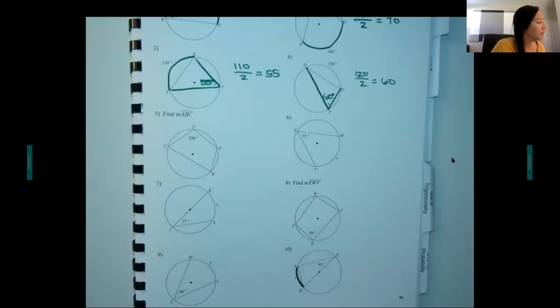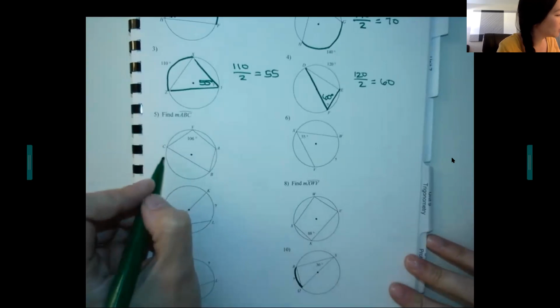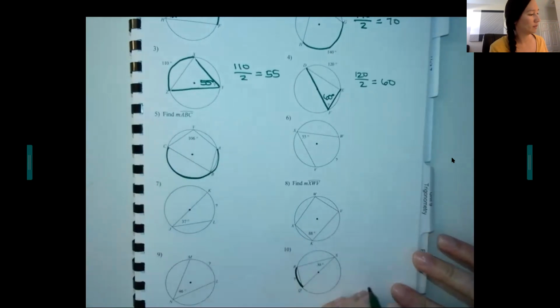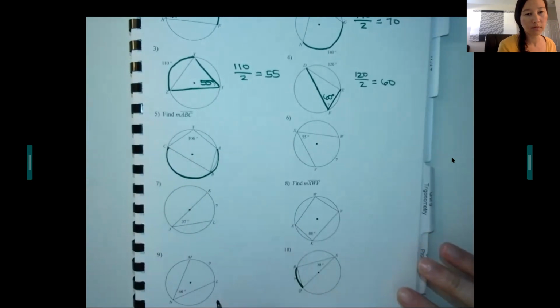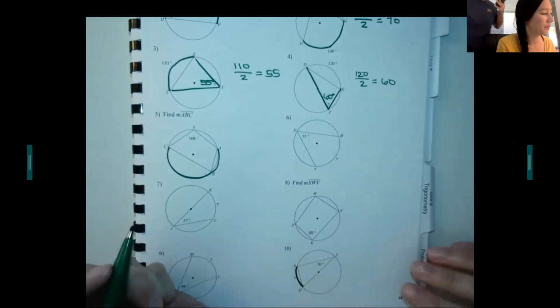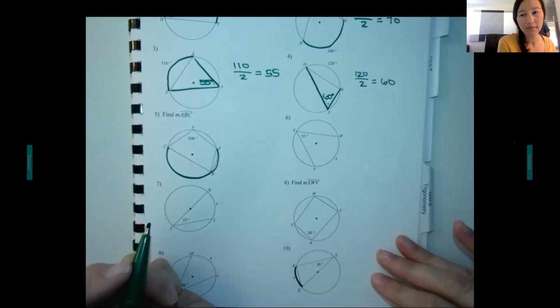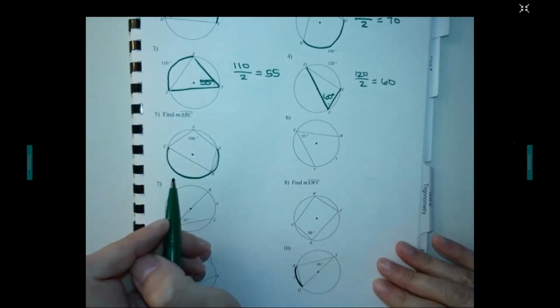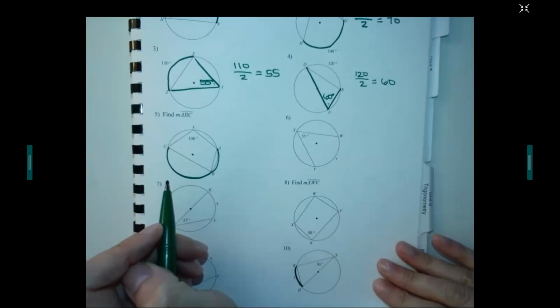Okay, so Elijah, what did you get for number 5? What is the measure of this arc here? Okay, hold on one second. Elijah, are you there? My bad. Sorry. No problem. I got 424. Is that right or wrong?